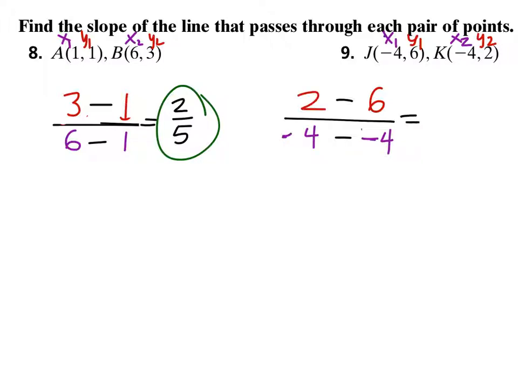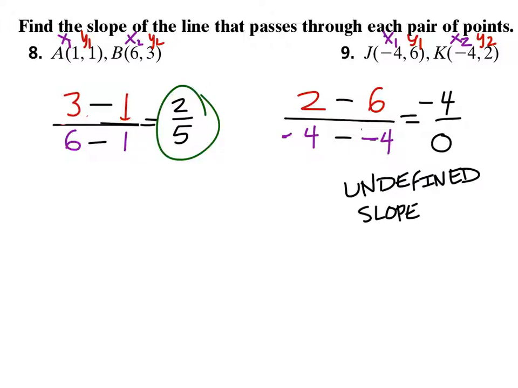So evaluating this, I've got 2 minus 6, which is negative 4. And negative 4 minus negative 4 is 0. That's an undefined slope, because we're dividing by 0 in this case. Which means that if we were to graph it, it would be a vertical line on that one. We can tell because the x values are the same in both of the points. So this one has an undefined slope.